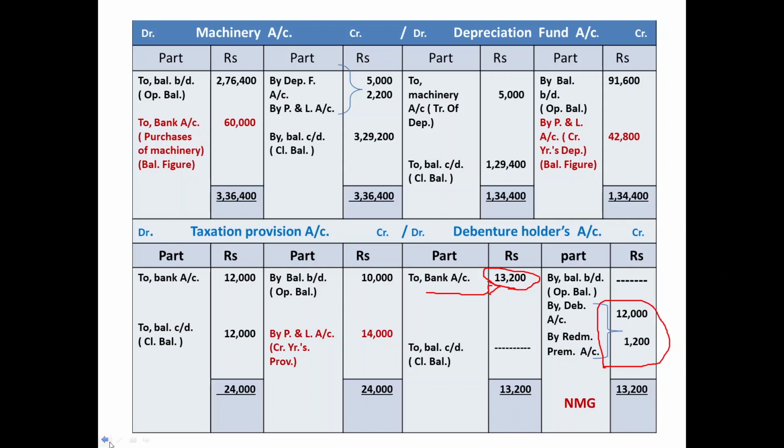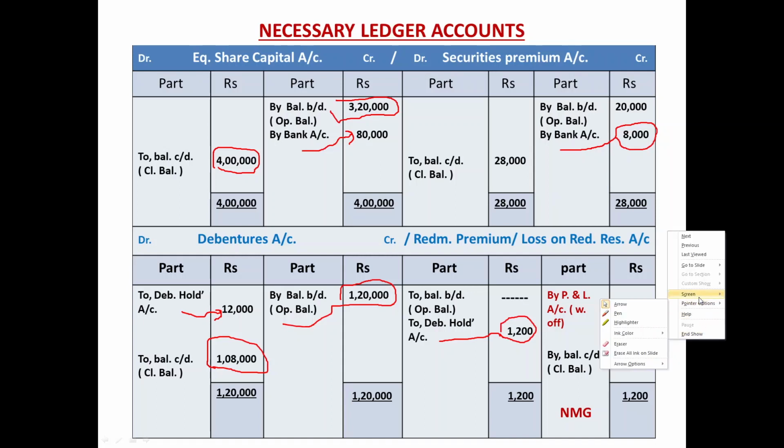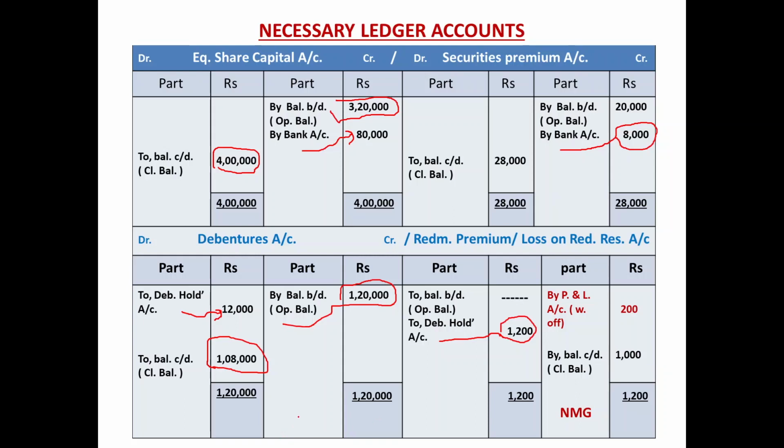Now, let us close these three ledger accounts related with the redemption of debenture. First one, debentures account. Nothing is there as far as the balancing figure is concerned. It's over. 120, 120.